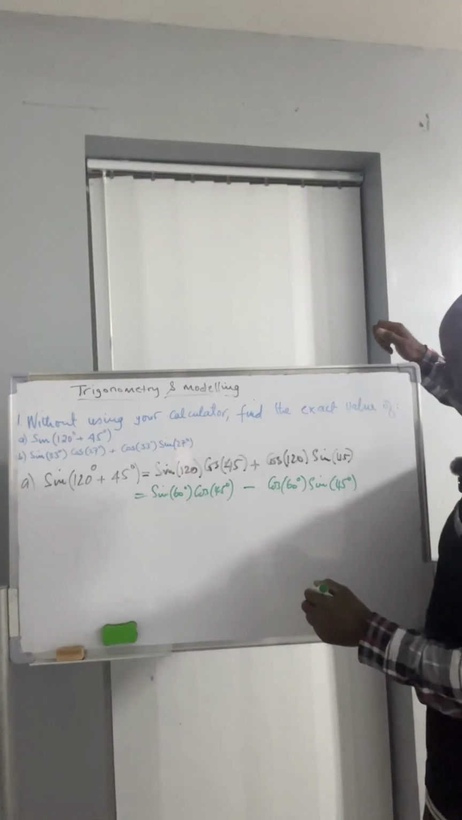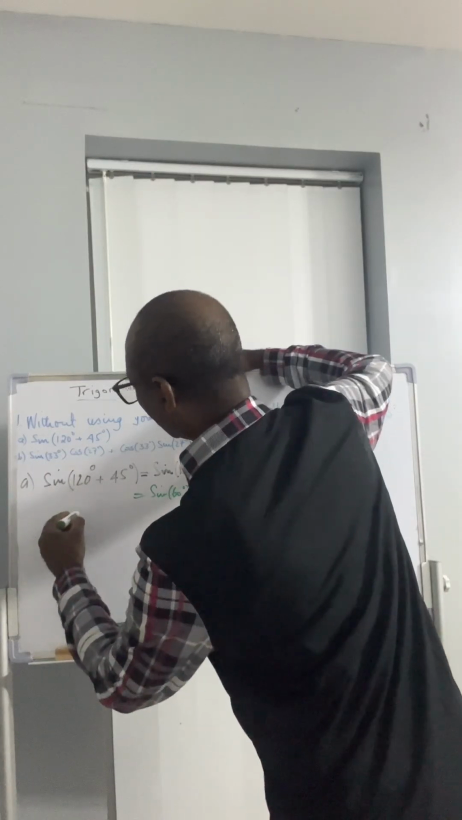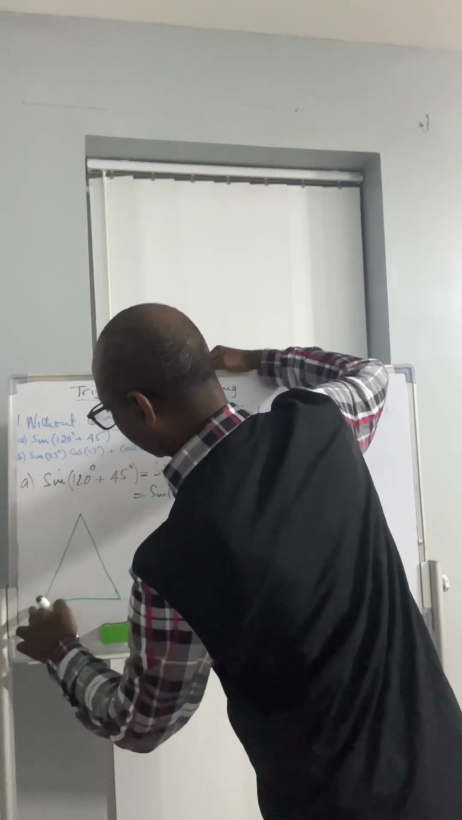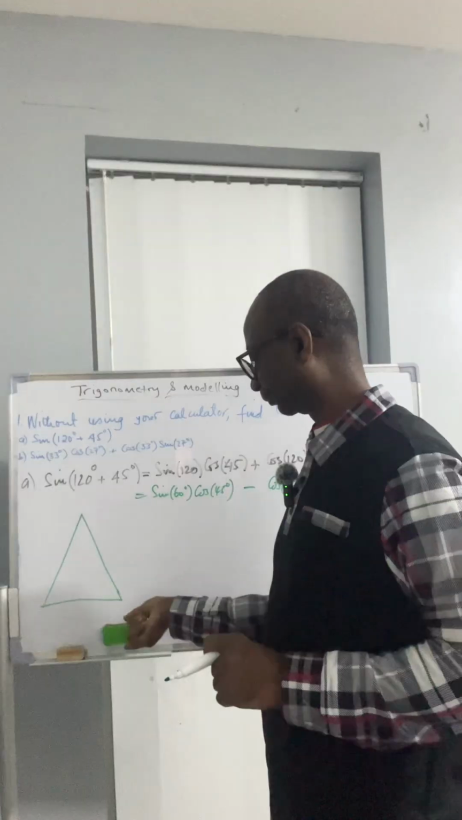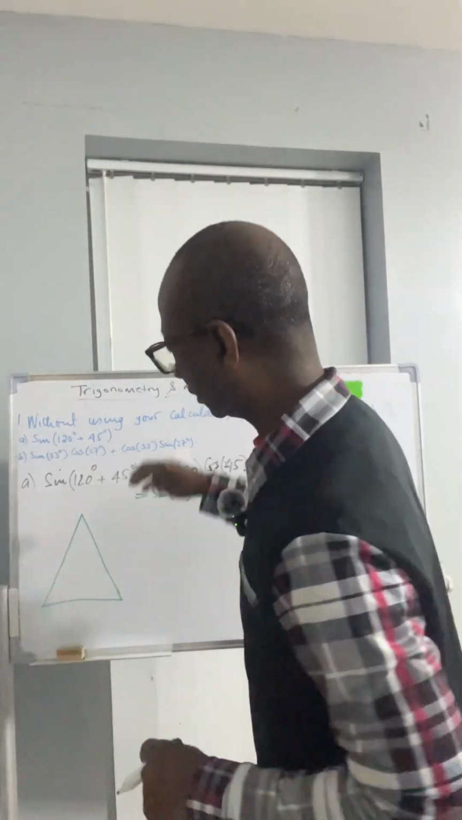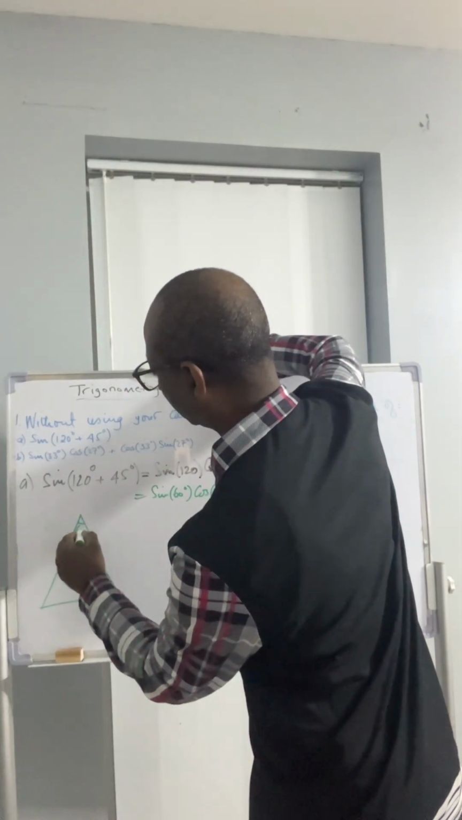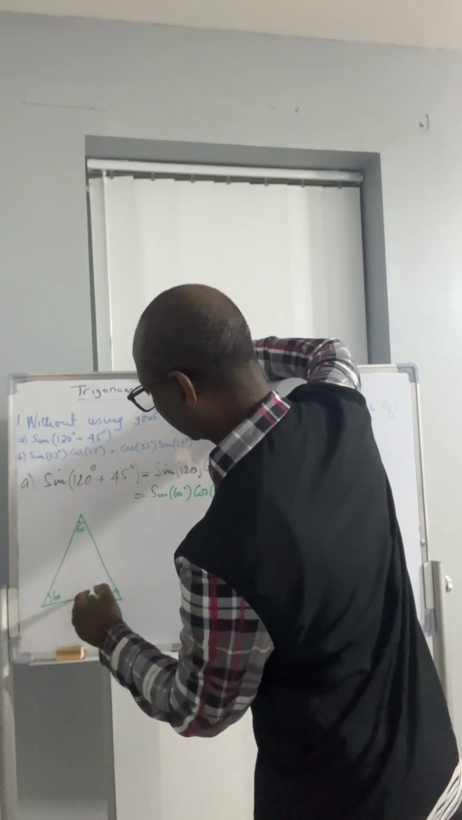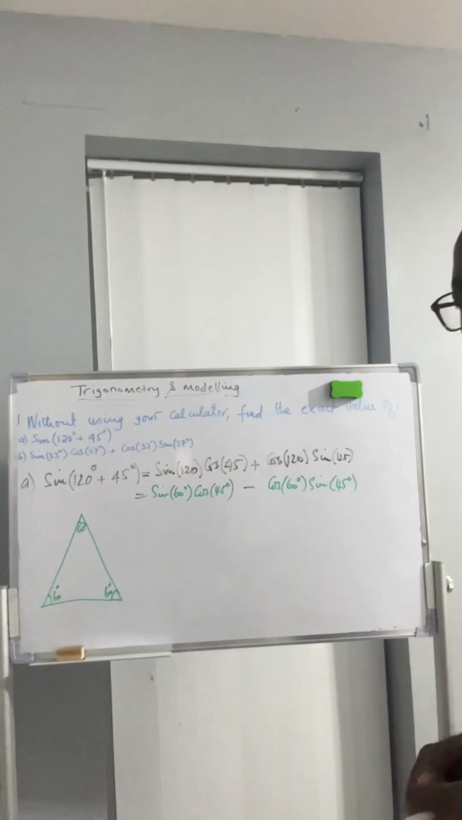Now you know, when you have a triangle, you can say this is an equilateral triangle. All the three sides are equal. If all the three sides are equal, the angles in them are also equal. So this will be 60 degrees, 60 degrees, 60 degrees. So this gives us 180 degrees for the triangle.